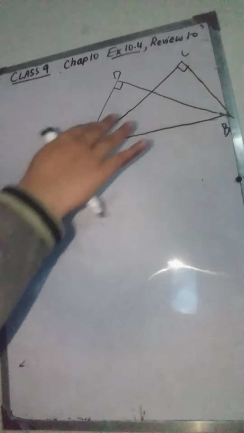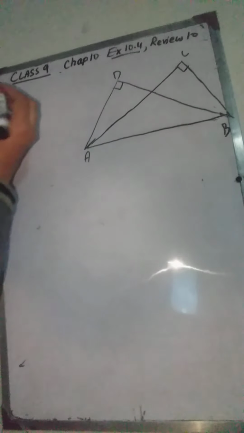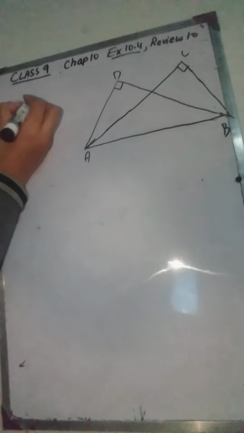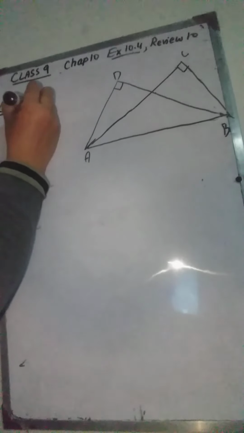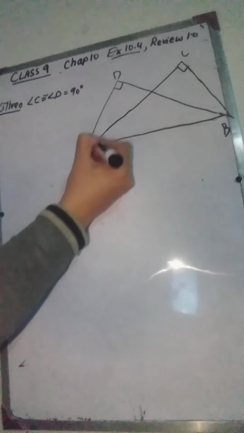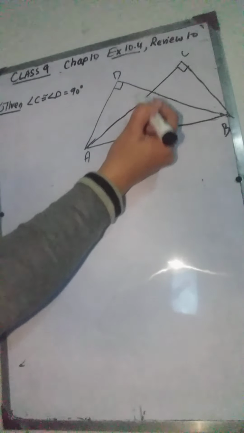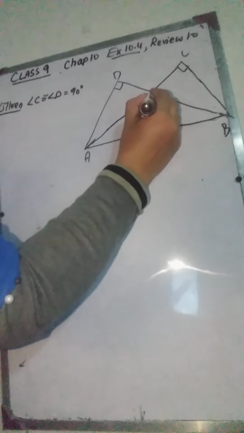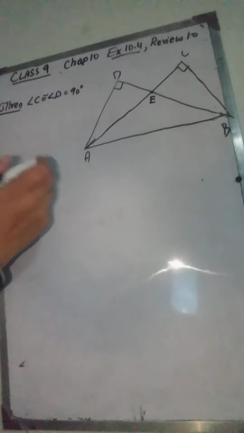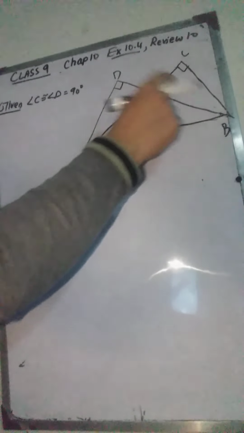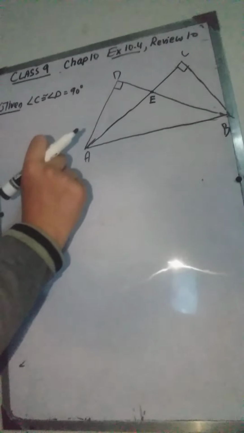So this is the figure which is given to us. Also we are given that angle C is congruent to angle D and is equal to 90 degrees. It means that if we consider these two triangles, let us name them A, B, C, D. Let us take this vertex as E. We are given that angle C is congruent to angle D and both are equal to 90 degrees. It means we have two right triangles here.